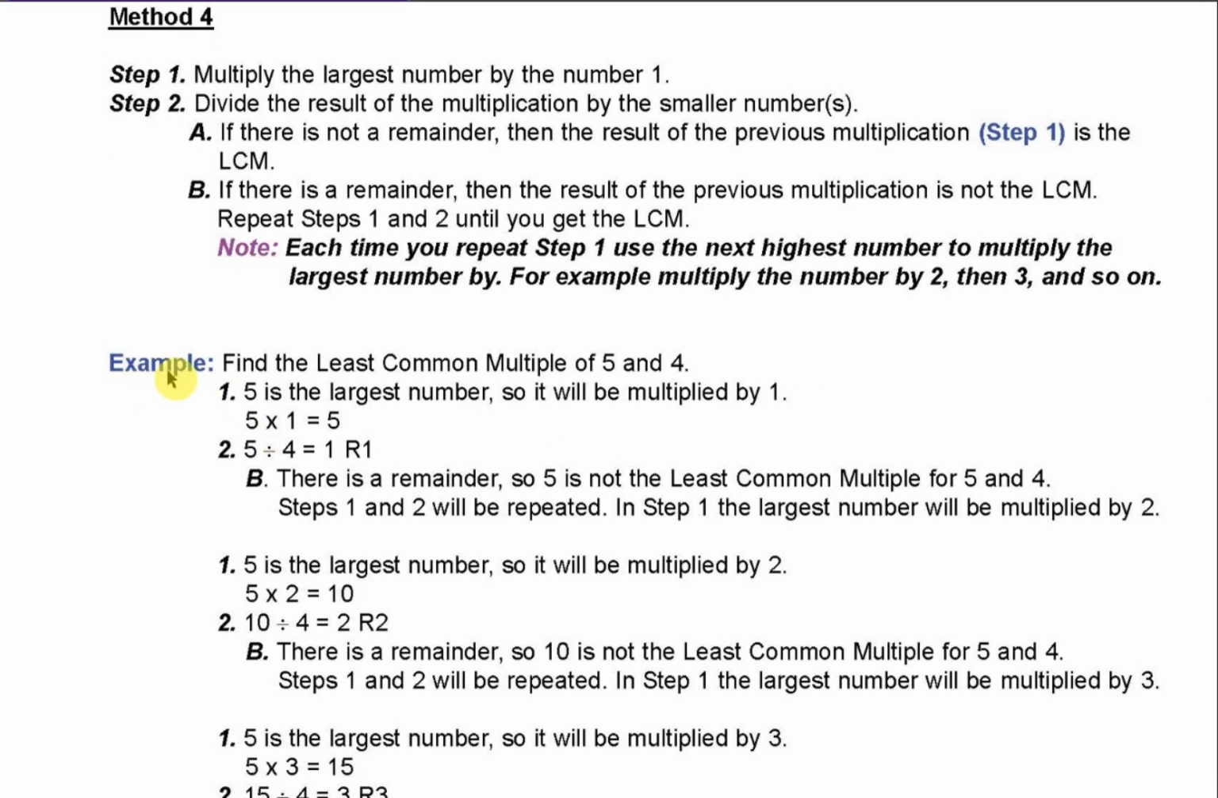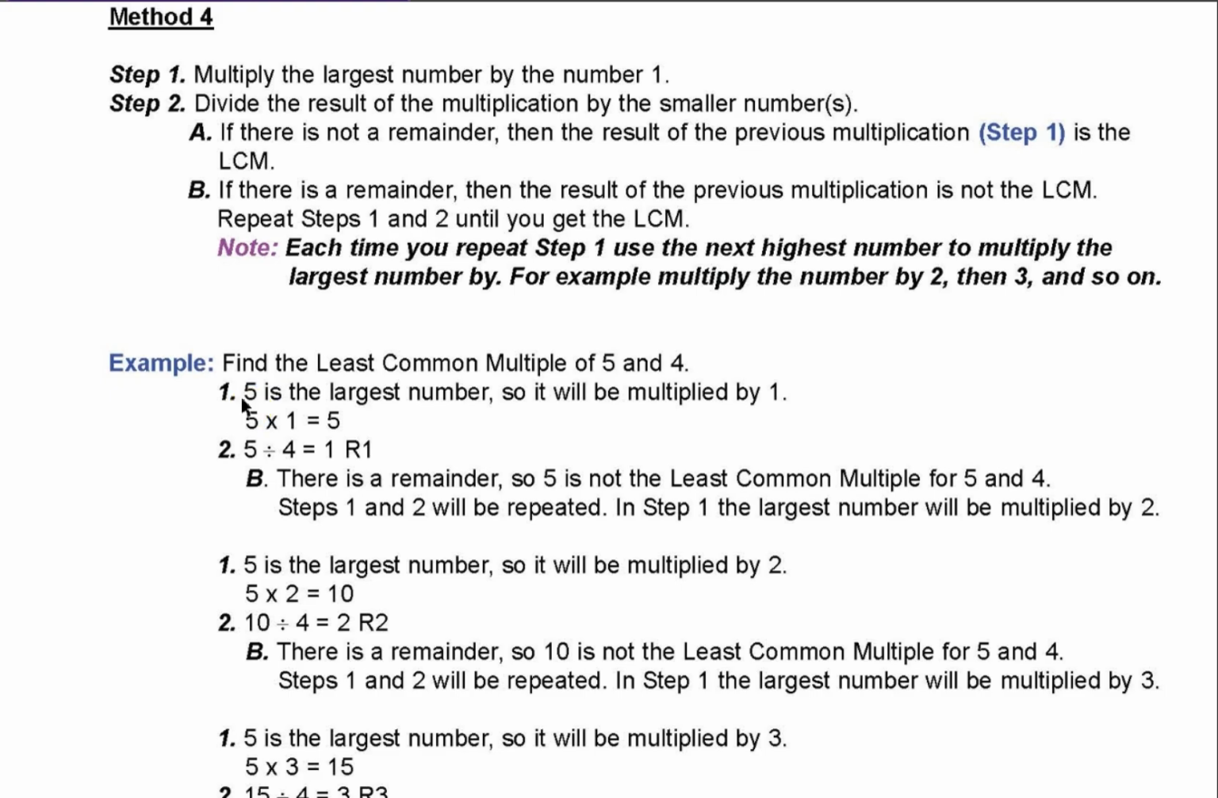Here is an example. Find the least common multiple of 5 and 4. Step 1. Multiply the largest number by the number 1. 5 is the larger number. Of the two numbers 5 and 4, 5 is the larger number.